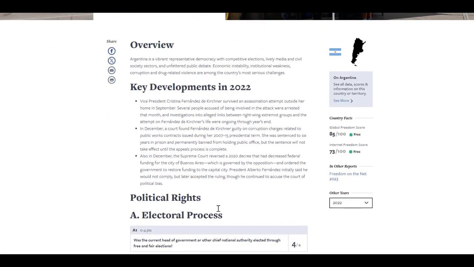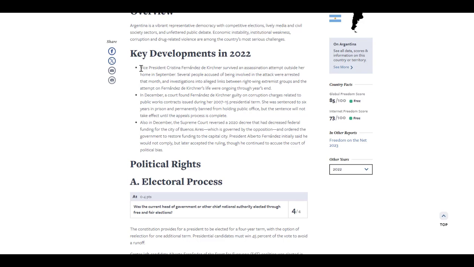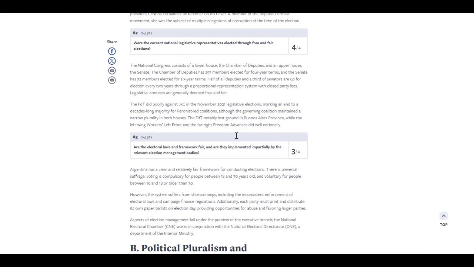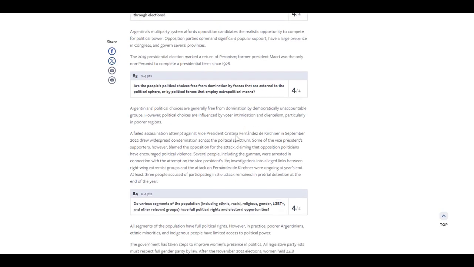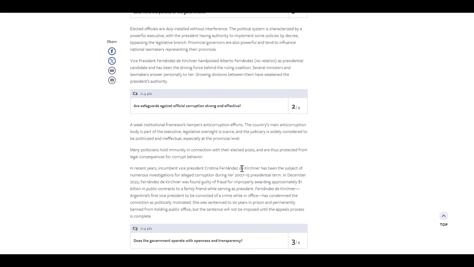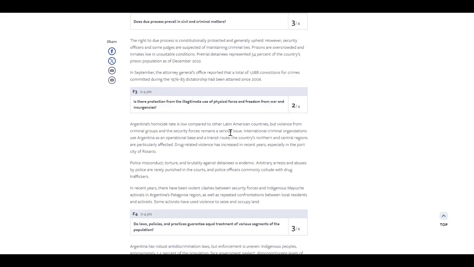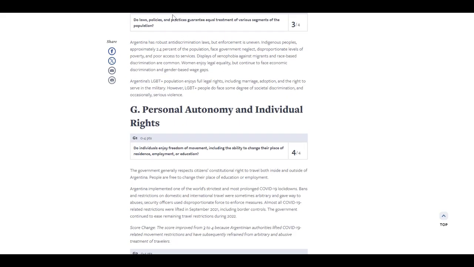So you can go through here. It's just giving me some history, some things that happened in the last year or two. It's letting me know a little bit about the electoral process, the political pluralism, also functioning of government, civil liberties, and things like that, if that seems to be of interest to your project. So I kind of liked this site, actually, so I'm going to close that.